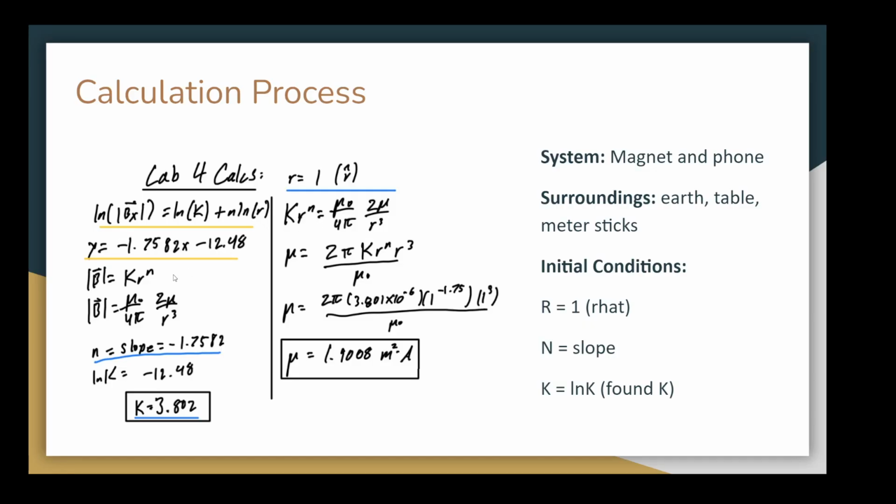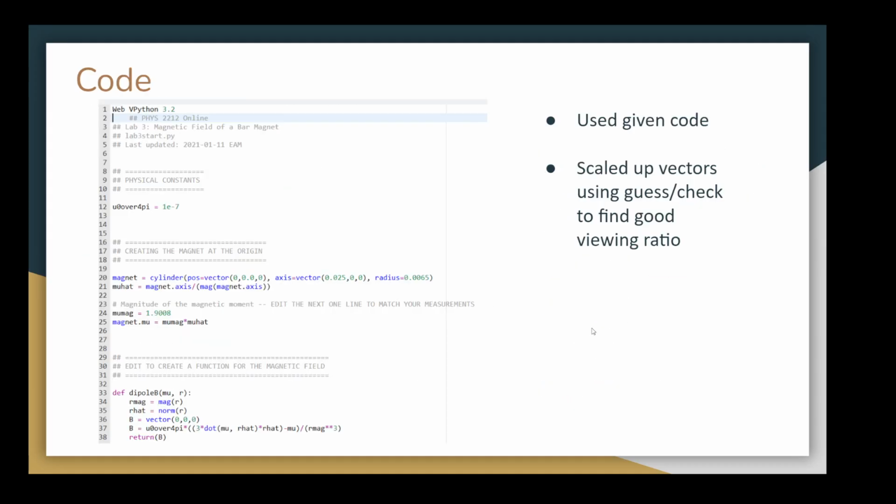Then we simplify it down here because these are the same equation. Basically, they're equivalent because they're both the magnetic field. And then plug and chug down to the mu. System: magnet and phone. Surroundings: Earth and table, meter sticks. Initial conditions: R is 1. We went over that already.